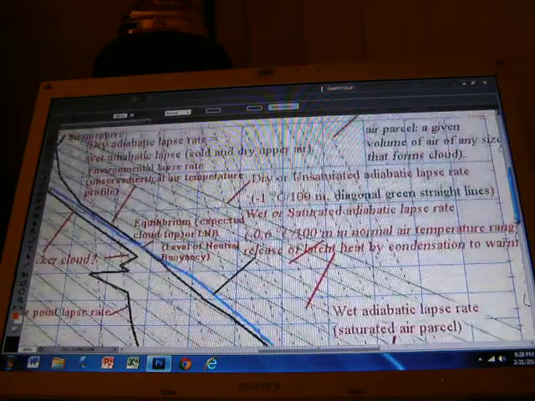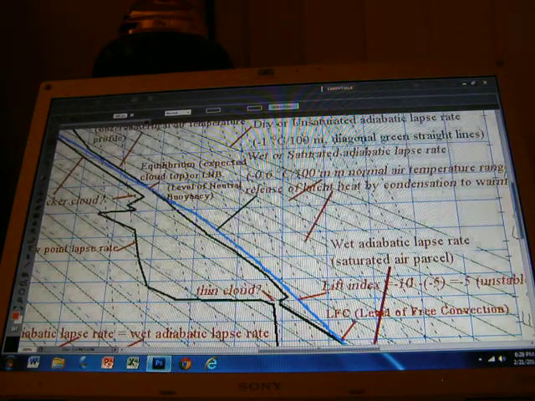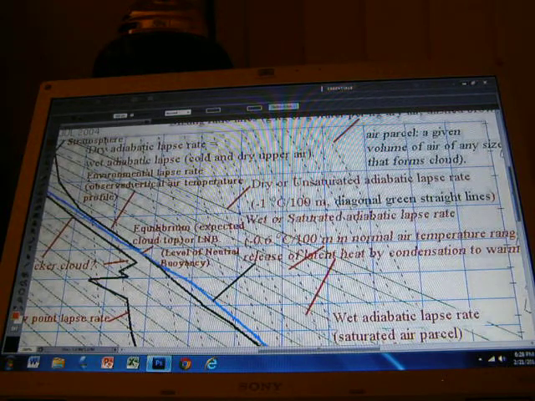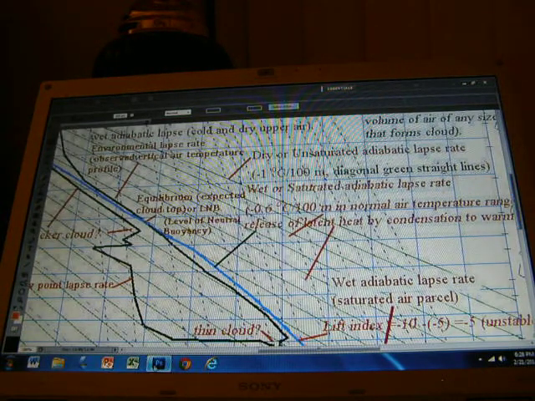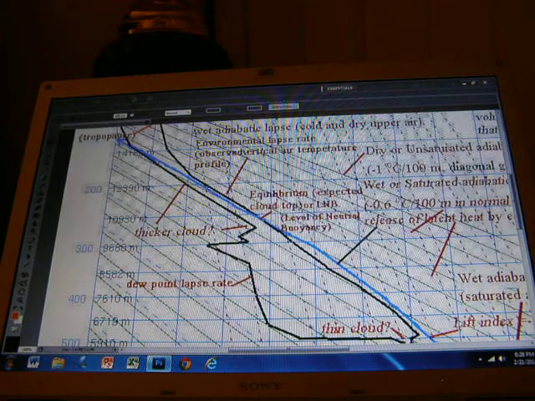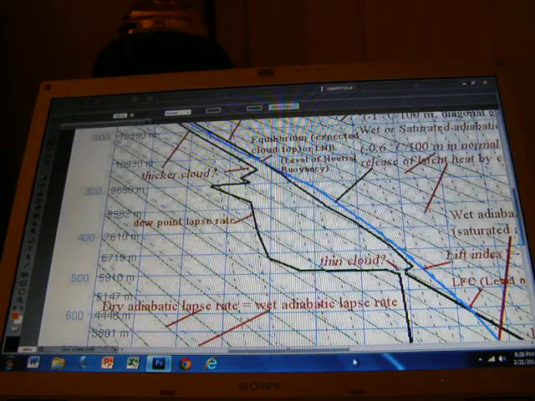There are two heavy dark curves. The right one is the environmental lapse rate. This is the observed vertical air temperature profile derived from the radio sounding data. And the left heavy curve is the dew point lapse rate. Dew point is the temperature at which saturation or condensation happens.